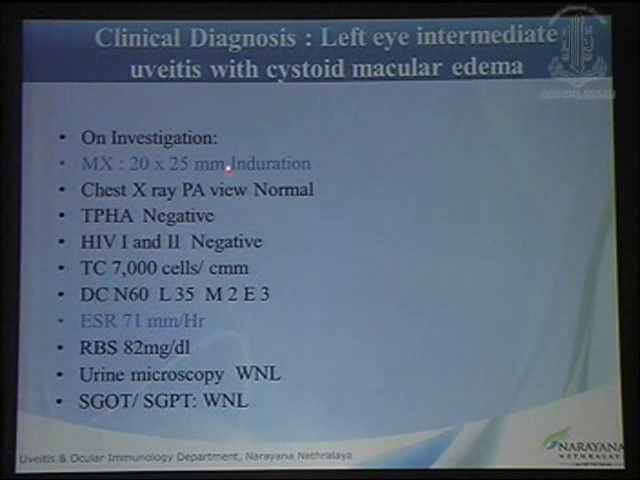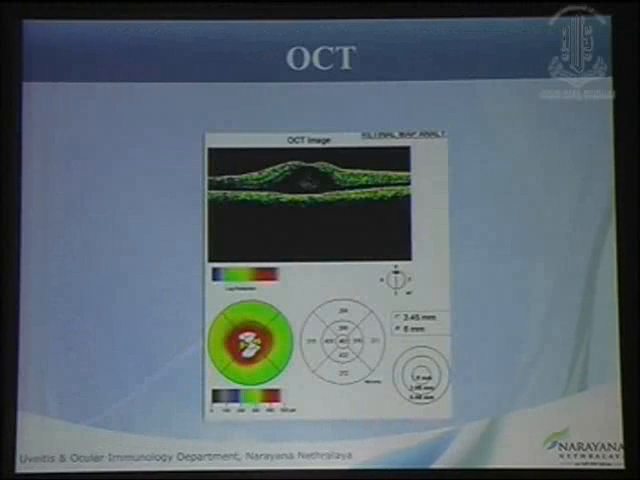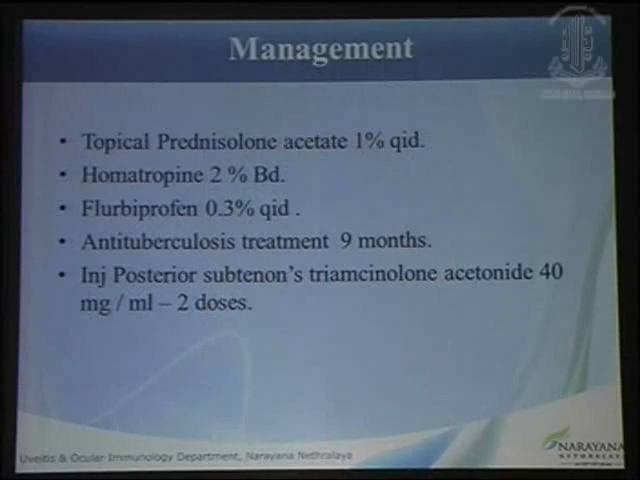On investigation, the patient had a strongly positive Mantoux and the ESR was increased. Based on that, we diagnosed presumed tuberculosis. The OCT revealed the presence of cystoid macular edema with a central retinal thickness of 463 microns. So the patient was managed with systemic antituberculous treatment. We give 4 drugs for 2 months followed by 2 drugs for 7 months.